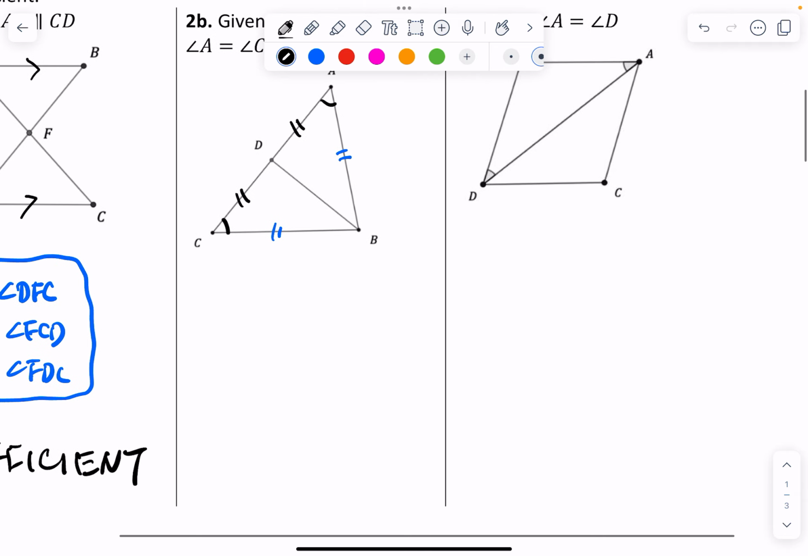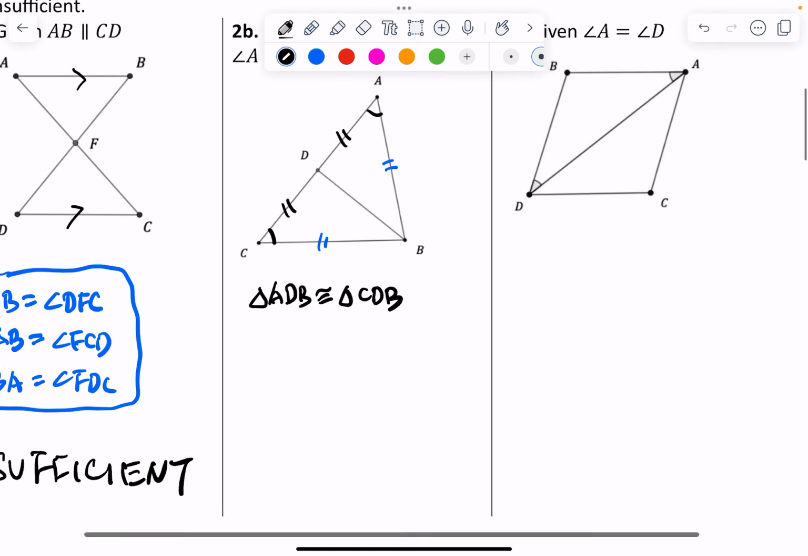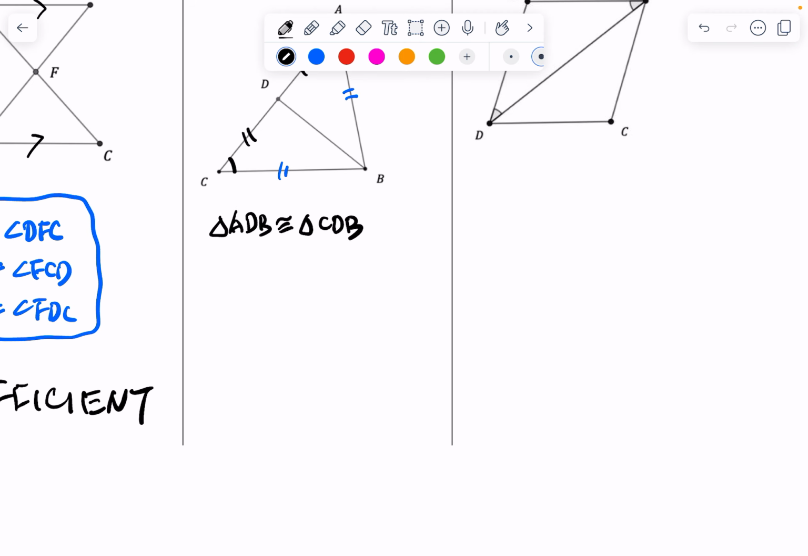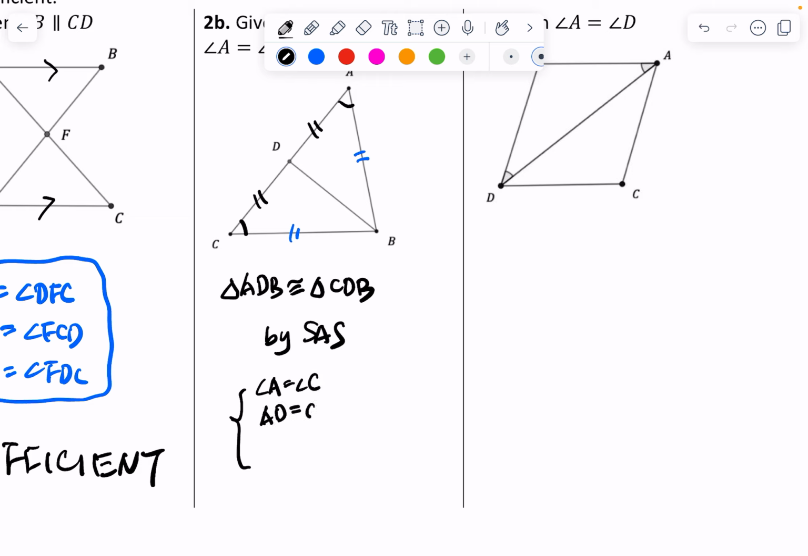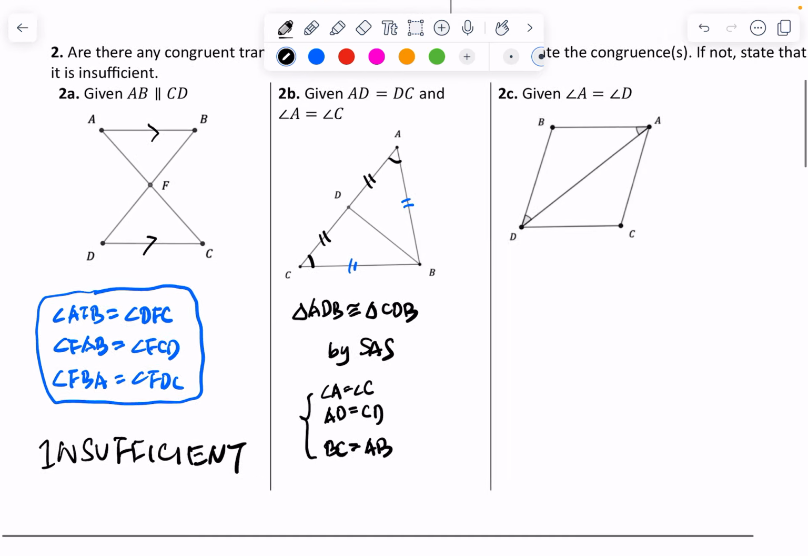So, triangle ADB is congruent to triangle CDB, right? Remember that the order in which you write it matters, because DB is to DB, AD is to CD, and AB is to CB, right? The order in which you write it matters. And this is by SAS. If you want to write it out, this is because angle A equals angle C, AD equals CD, and BC equals AB. Yeah, so this one is congruent by SAS.